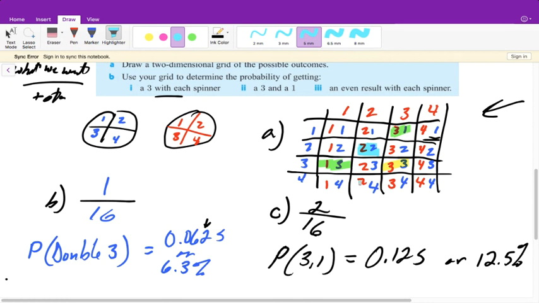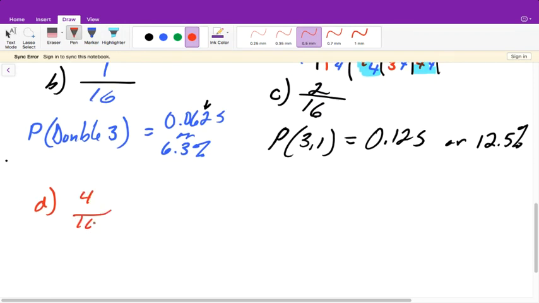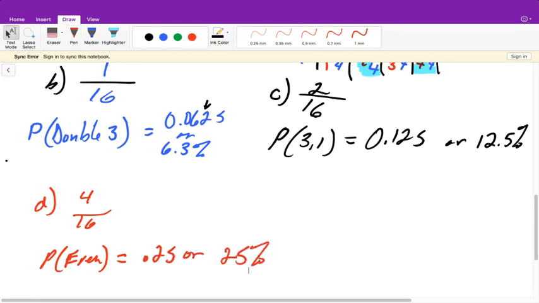So an even result means everything is even, and that happens 4 times. Right? These are the only times that we get an even for both of our cases. So it happens 4 times, and we know that there's a total of 16, so 4 divided by 16. So the probability of, I would just say even, is then equal to 4 over 16, which is 0.25 or 25%. All right, that is it for this section. Let's move on to the next one.